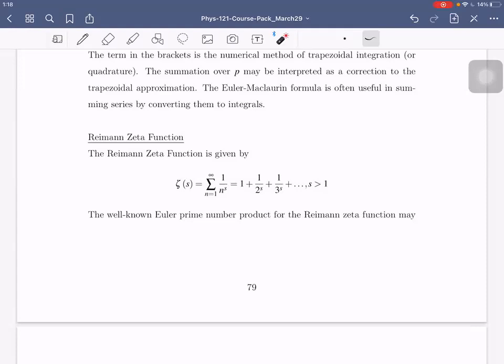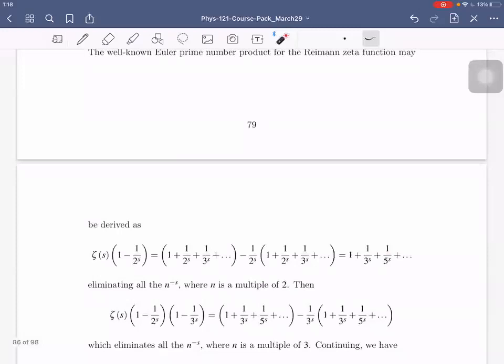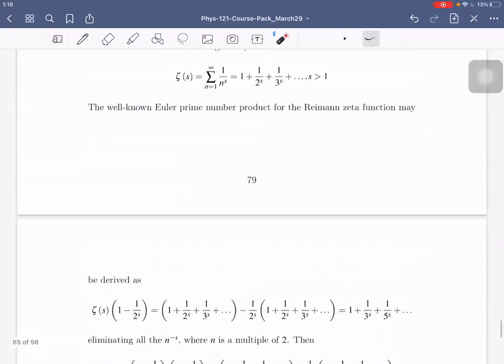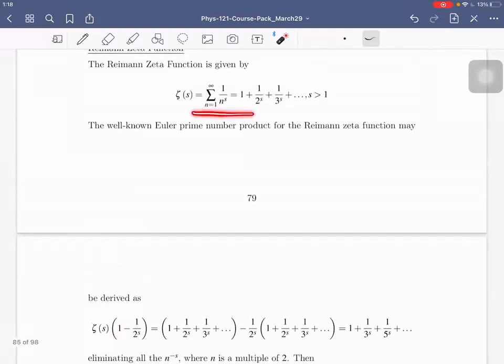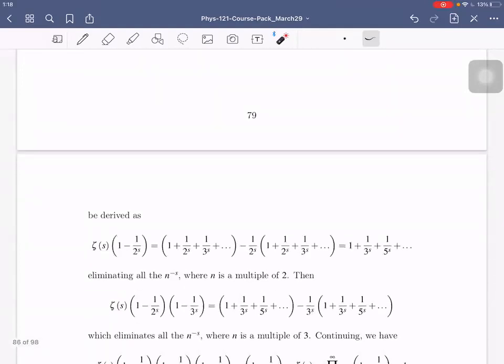So, okay, this is well known. The well-known Euler prime number product for the Riemann zeta function may be derived as this one. So if you multiply the zeta function by the quantity 1 minus 1 over 2 raised to s. So this is just a binomial you multiply, and all the terms here, no? What happens is, multiply first by 1. So you have this, right? Then multiply by negative 1 over 2 raised to s, is this one.